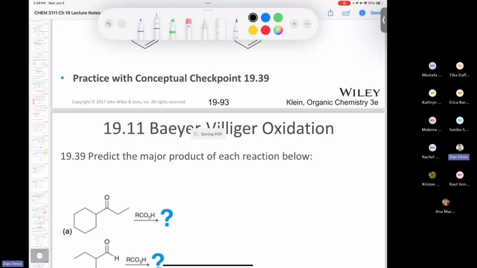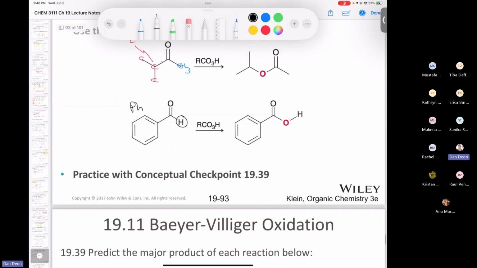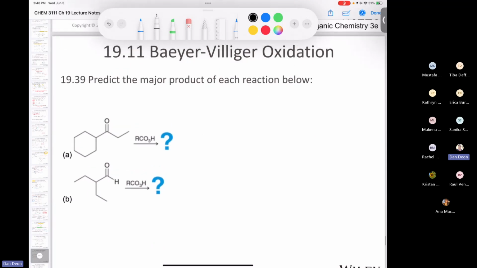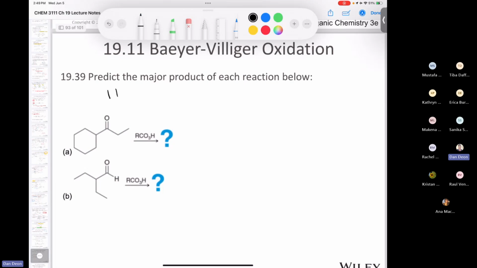So for the question here, I don't expect you to have the migratory aptitude memorized in 10 seconds, unless you're some kind of Good Will Hunting savant or something like that. So what we'll do is I'll just scribble it down here for you. The migratory aptitude goes like this: hydrogen is first, followed by a tertiary carbon, followed by a tie between secondary and phenyl. Then you have primary, and then methyl is the bottom of the barrel, okay?